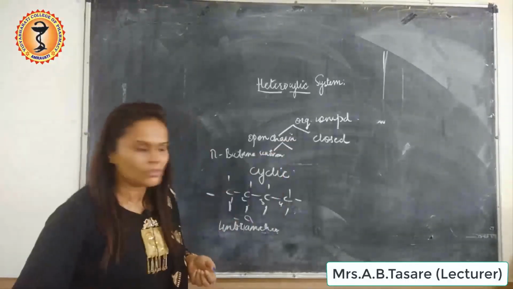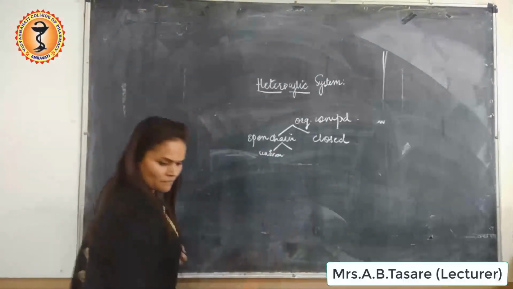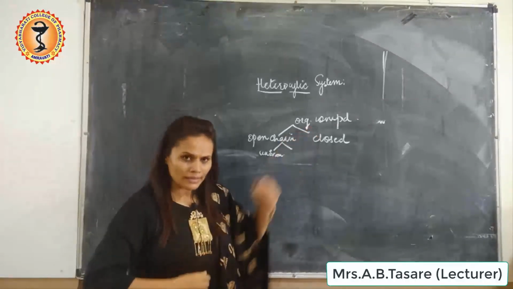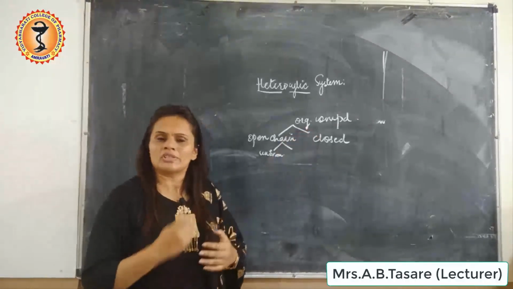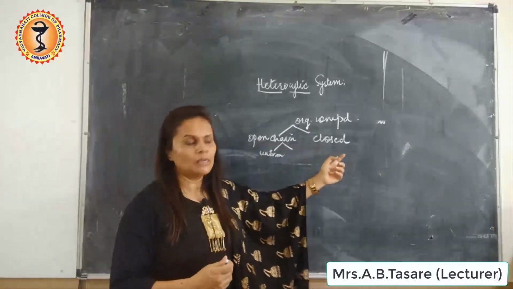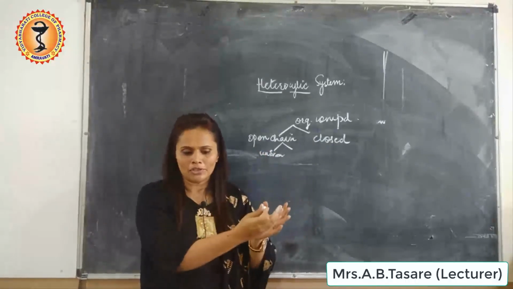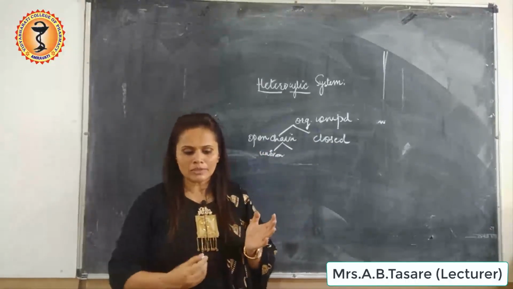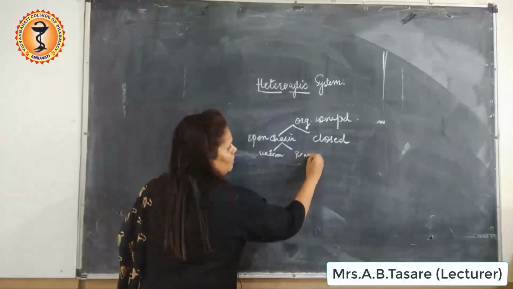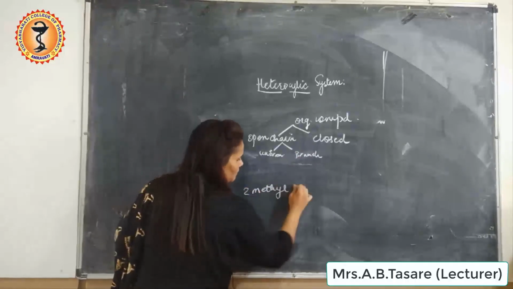So you understood? We'll just have a revision. Under the classification of your organic compounds, compounds will be structurally classified as open chain and closed chain. In your open chain, you will have unbranched and branched. When we say branched, that is your 2-methylpropane. If I give you an example, the second will be your branched one, 2-methylpropane.